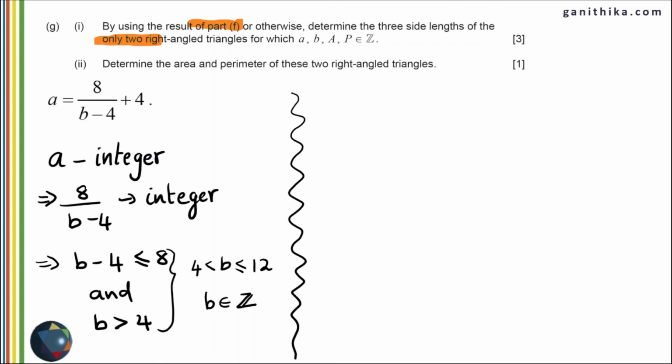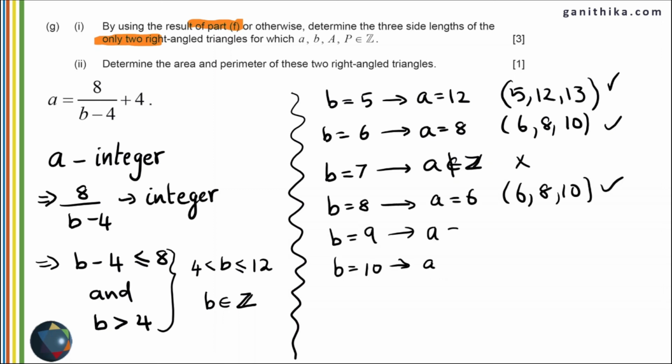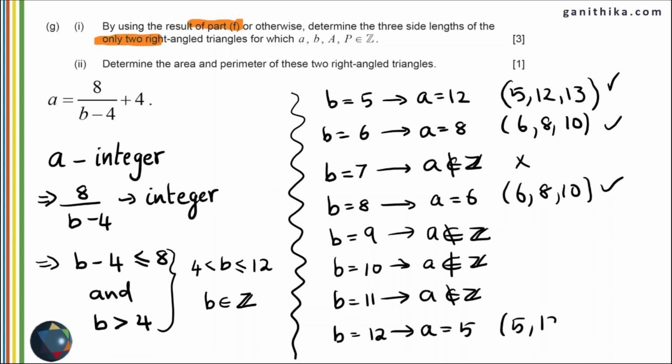So let's start substituting the values one by one. b equal to 5 gives you a equal to 12, which means the sides are going to be 5, 12 and 13. If b is equal to 6, a is equal to 8, and the sides are going to be 6, 8 and 10. These satisfy the condition for the right angle triangles, but we need to go on for b values until 12. So pause the video here and find the values for a and b and the third side using other b values. For example, b equal to 7 will not give a as an integer value, therefore this is not possible. Proceed further.